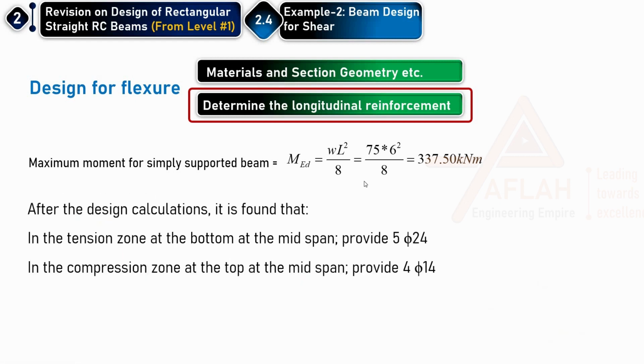Now after design calculations, for this much moment, for the tension part 5⌀24 is required, and in the compression zone it says that we need 5⌀14 bars. So the concrete by itself could not sustain. In the compression zone, the concrete was weak, and additional reinforcement is needed here. So this is in the compression zone, this is in the tension zone.